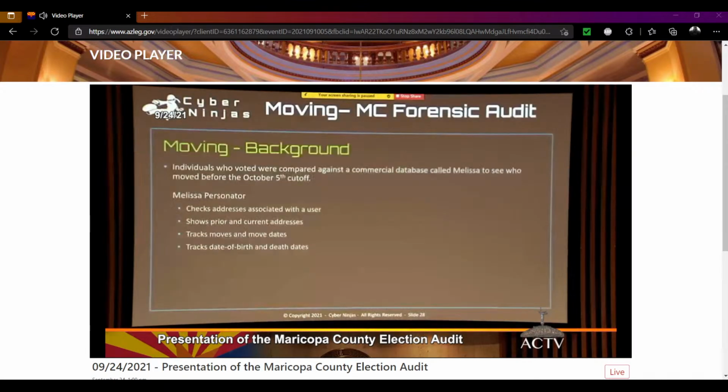Okay, voters who moved. We took a look at the entire list of individuals who voted, specifically from the VM55 final voted file, and we ran it through a commercial database put out by Melissa called Personator. Personator is a best-in-class identity system that helps check addresses and make sure they're associated with the user. It'll show prior and current addresses, track move dates, and also track date of birth and date of death. So we took the voter rolls and compared them against this to see how many people might have moved and, based on statute, should not necessarily have cast a vote.